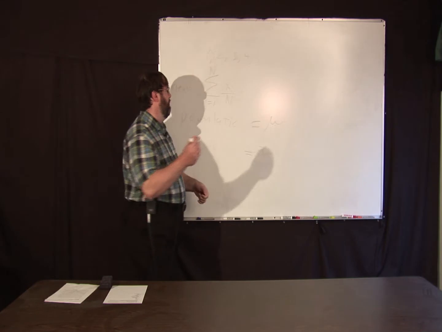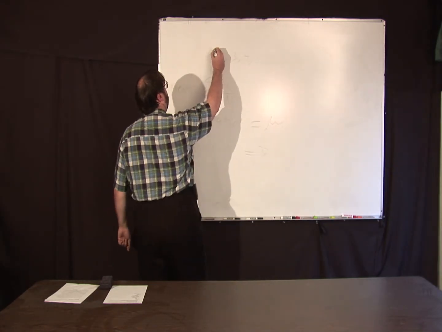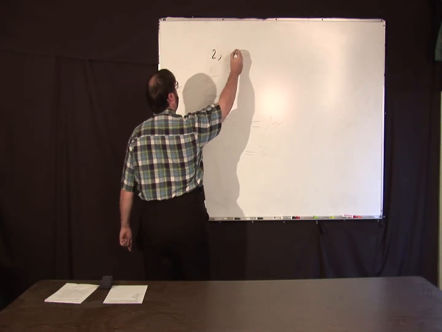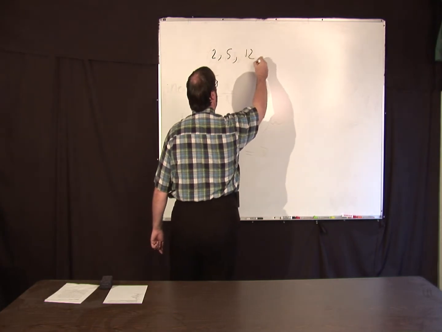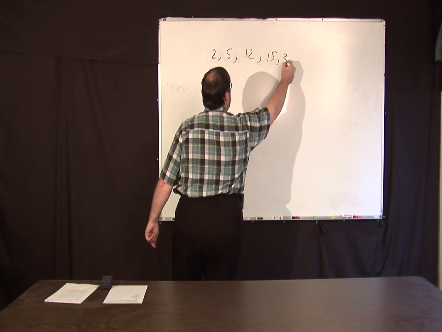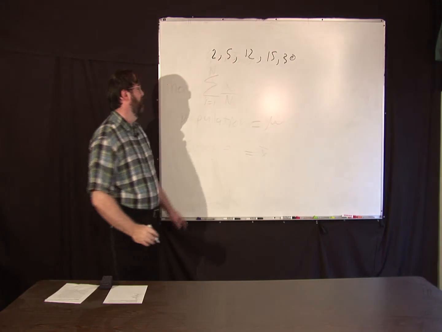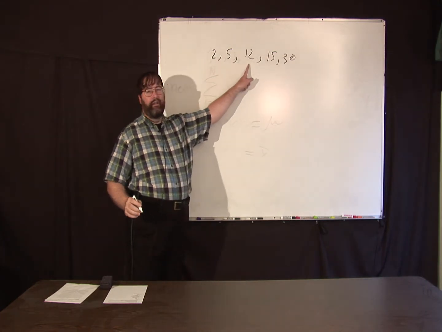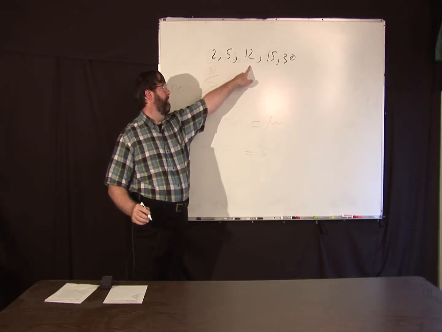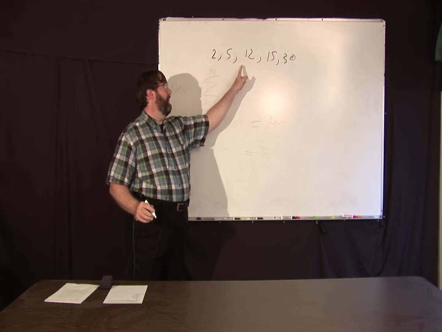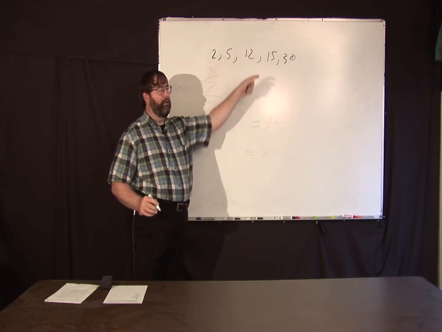Let's say you have a data set like this: 2, 5, 12, 15, and 30. Okay. The median value of this data set, since there's an odd number, is 12. That means exactly half are below it and half are above it. There's an equal number above and below.